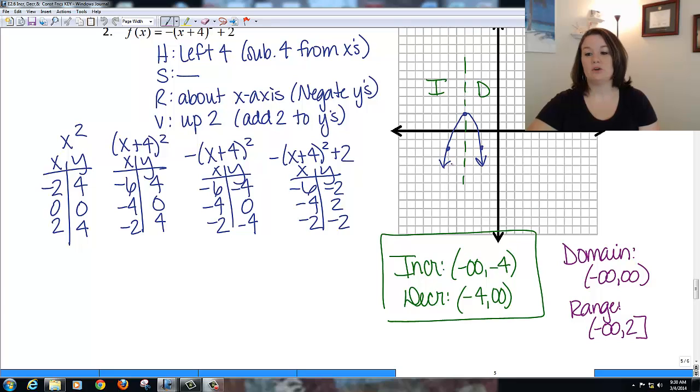Okay. My domain here is a parabola, so it's going to be negative infinity to infinity. And my range, I do my lowest y value, which here is negative infinity, up to my highest y value, which in this case is 2.